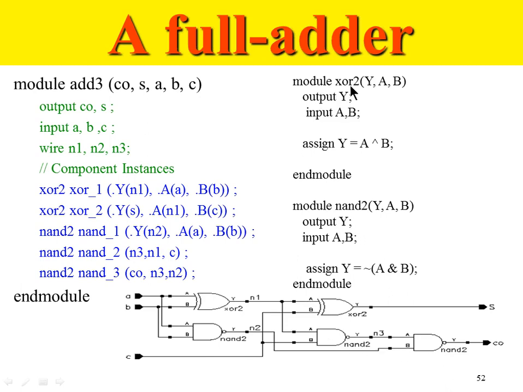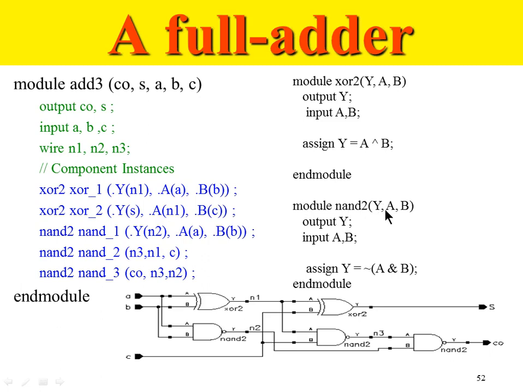So I have a 2 input XOR gate and a 2 input NAND gate as separate modules. For the XOR, there is a Y output, and A and B are inputs of the XOR gate. Assign. Now this is a continuous assign statement. If you see here, there is no always block. It's outside the always block. Assign Y is equal to A cap B, which is A XOR B. End module. This will implement a 2 input XOR gate for me.